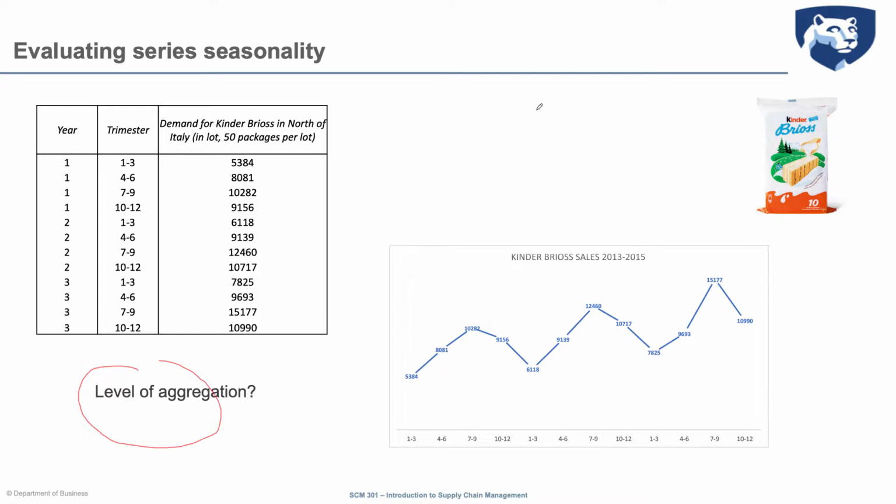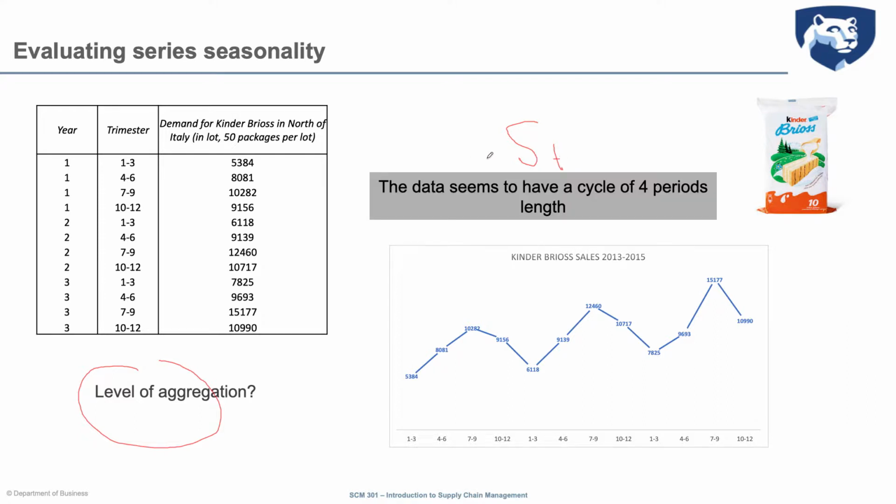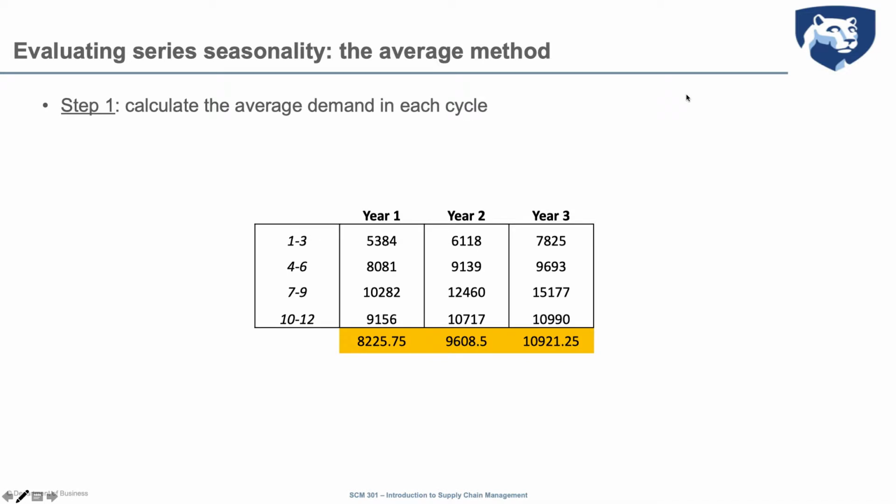The question is, is there seasonality in this series? The data seems to have a cycle of 4 periods length, so you see that after 4 periods, 1, 2, 3, 4, some cycle seems to be repeated. So it makes sense to ask yourself if there is seasonality. To understand that, you can use what is called the average method or the seasonality coefficient method.